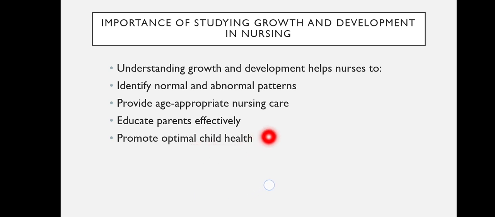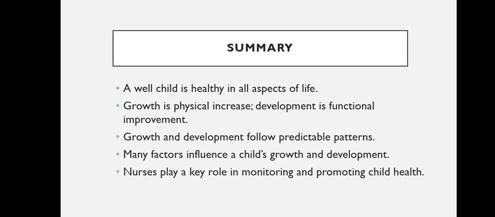Okay, promote optimal child health. Promoting optimal child health is through treatment of conditions and ailments that the child might be suffering from, giving them, let's say, immunization, offering health care that is accessible, etc. And in summary, we say that a well child is healthy in all aspects of life. Okay, in all aspects of life, the well child definition should be taken holistically, not looking only at the mental or physical, we should look at all the factors.